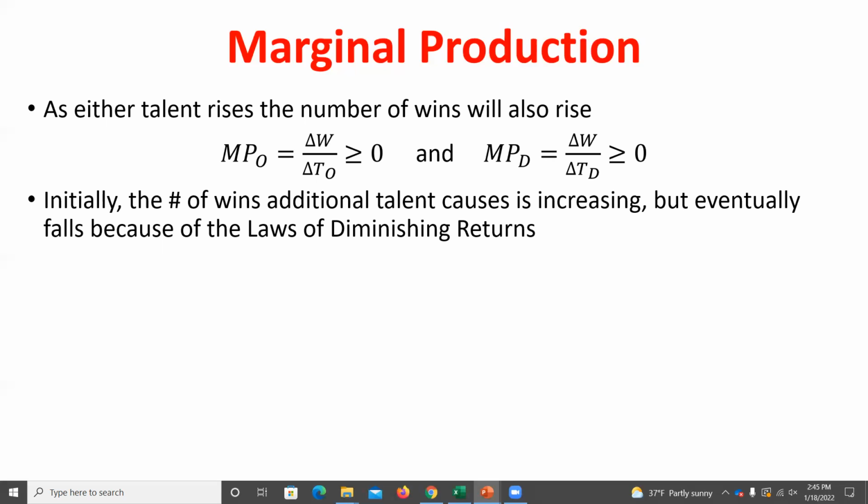Wouldn't that be the Giffen? So you're thinking of a Giffen good, which is more related to the price of the good, right?